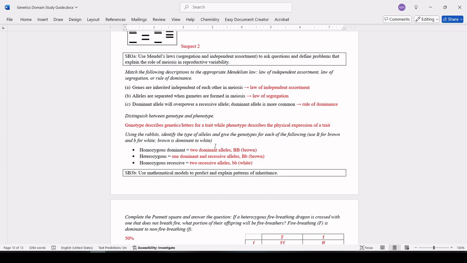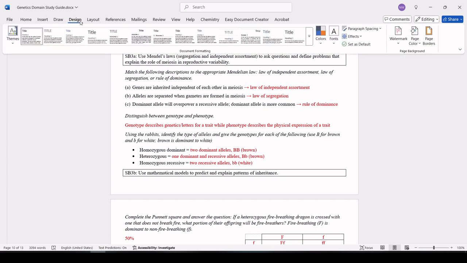Genotype, think genes. It's the letters that we use, the capital, lowercase, that type of thing. Phenotype, think physical. That's the physical expression. What do we see or what trait shows up? If we're using rabbits here, we have 3 versions of the genotype. We have homozygous dominant. Homo means same, so both are dominant. 2 capital letters, and in this case it's going to be brown, because brown is dominant. You just have to have 1 capital letter in order to show the trait.